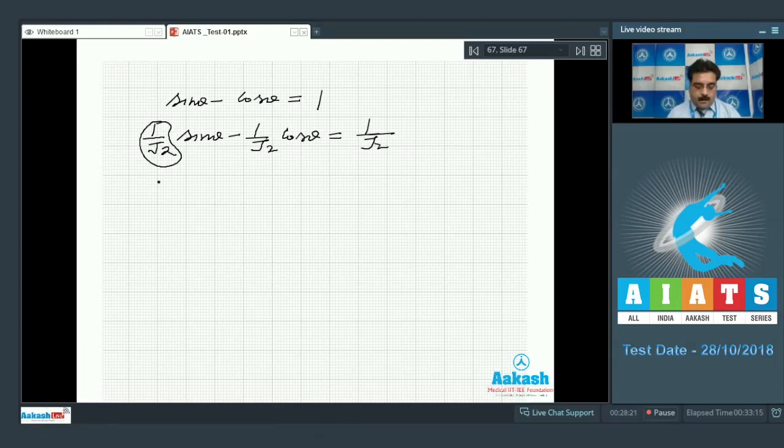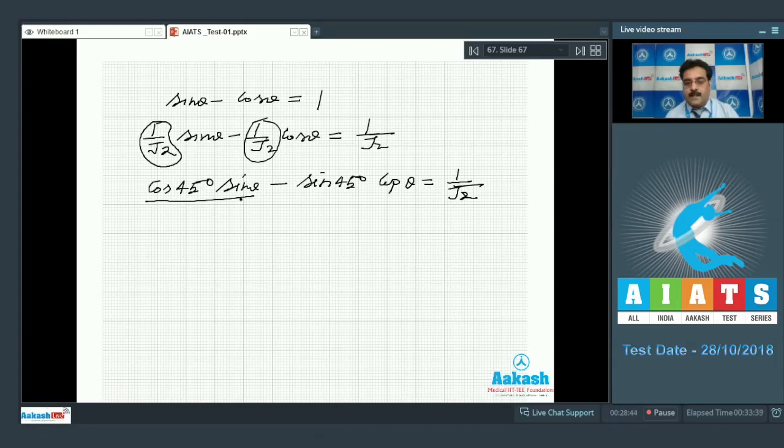So what you will get? I will write cos 45 in place of 1 upon root 2 and sin theta will be here minus. We can write sin 45 in place of 1 upon root 2 and cos theta will be here, and that is equal to 1 upon root 2. So sin A cos B minus cos A sin B, so we can write here sin of theta minus pi by 4. Pi by 4 means 45. And that is equal to 1 upon root 2, and you can write 1 upon root 2 as sin pi by 4. So you can compare sin with sin.